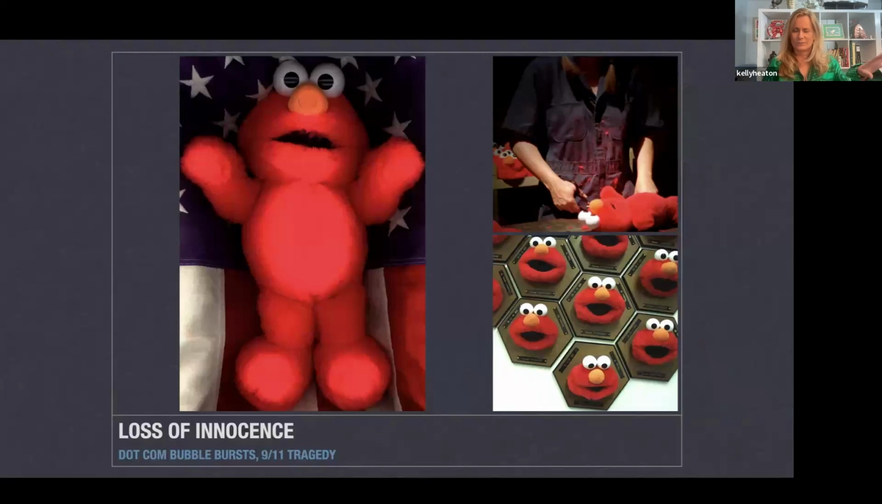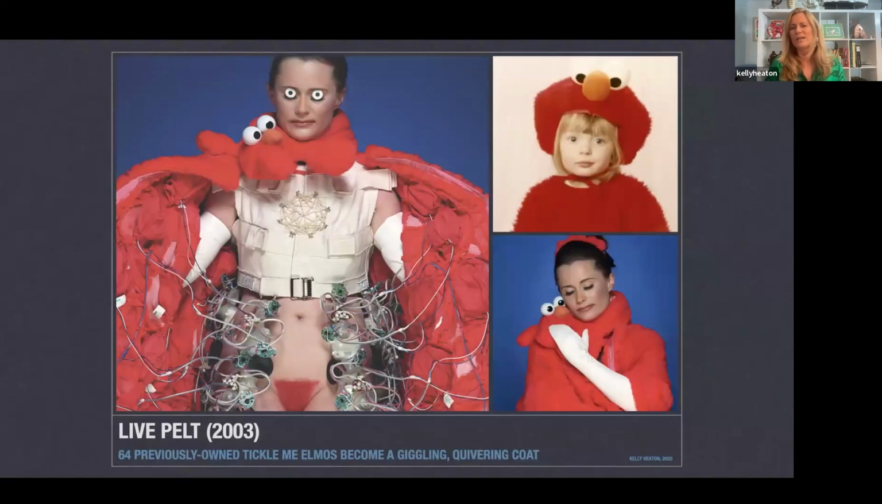So the installation Live Pelt, which was the overarching show in which I explored Tickle Me Elmo, had many different components, from me trapping them on eBay to skinning them. I worked with a taxidermist to mount their heads on plaques that I later re-auctioned through eBay, and then I used their electronics to make a coat out of their pelts and their electronics.